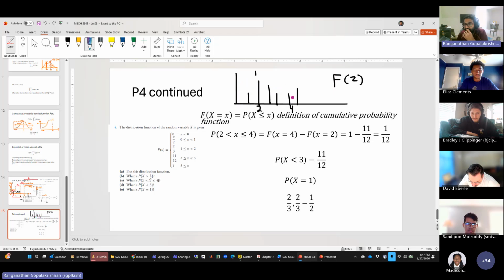Did that make better sense? Yes, that makes sense. So once you write this, then it's a matter of looking up this function from this table. So if your x is more than 4, you just write 1. If your x lies between 2 and 3, you write 11 divided by 12, and that gets you 1/12.